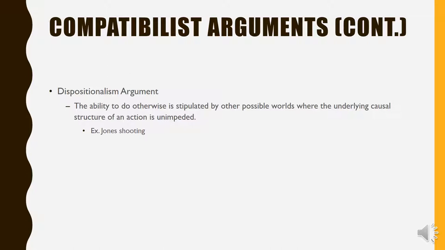Another argument for compatibilism is the dispositional argument. The dispositional argument says that the ability to do otherwise is stipulated by other possible worlds where the underlying causal structure of an action is unimpeded. Which means in instances where I make a choice or have the disposition to make a choice, but that choice is impeded upon, that causes me to act differently, I could then be said to have had alternate possibilities in that situation.